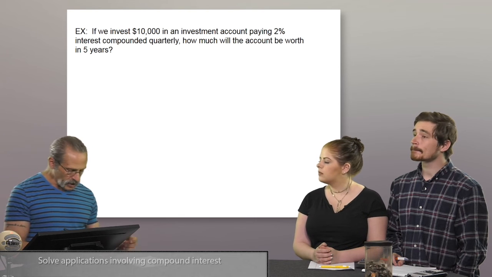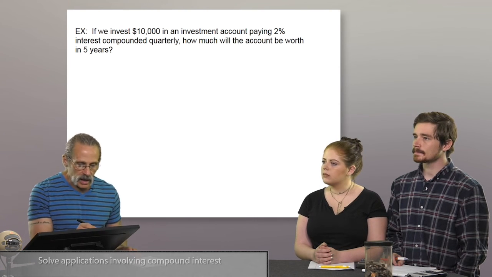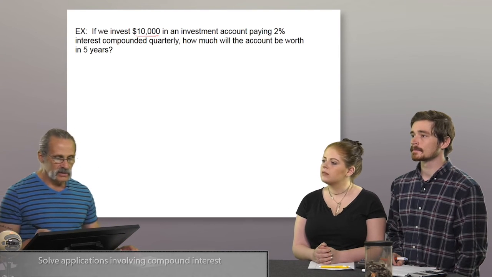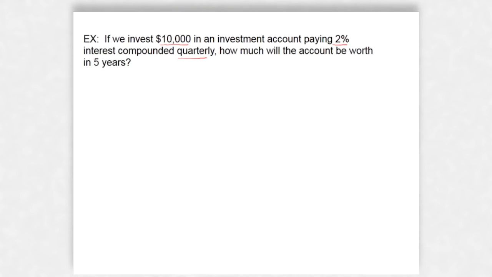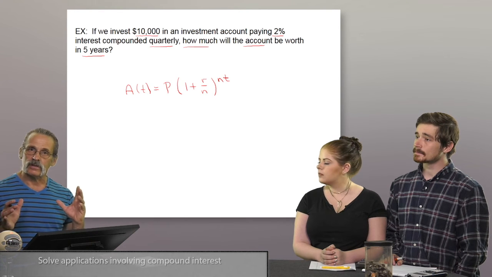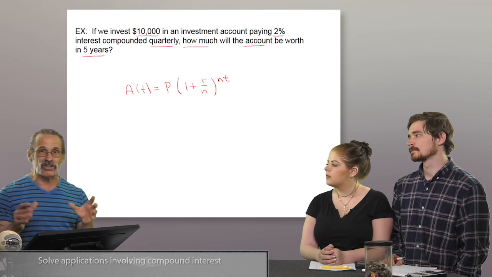Here's our problem. We're going to invest, so let me switch to pen mode, $10,000 in an investment paying 2% interest compounded quarterly. And we want to know how much will be in the account in 5 years. Let's write down our formula. A of t is equal to P, which is principal, times 1 plus R over N, which is the interest rate as a decimal divided by the number of times you compound a year, raised to nt, which is the number of times you compound per year times the number of years.